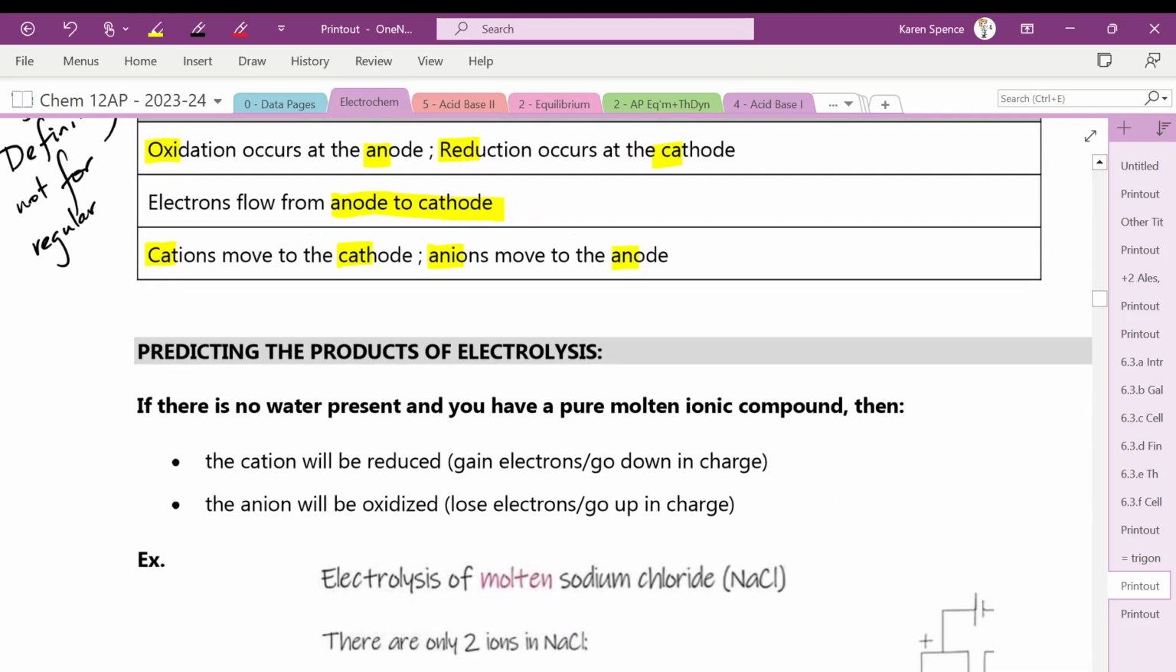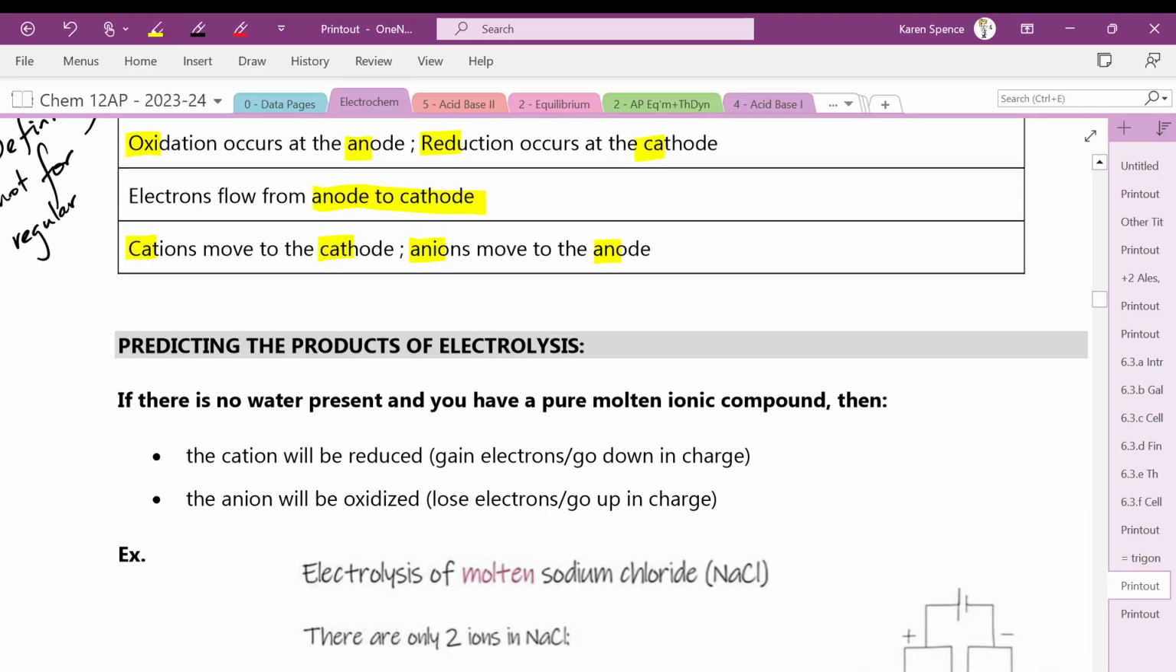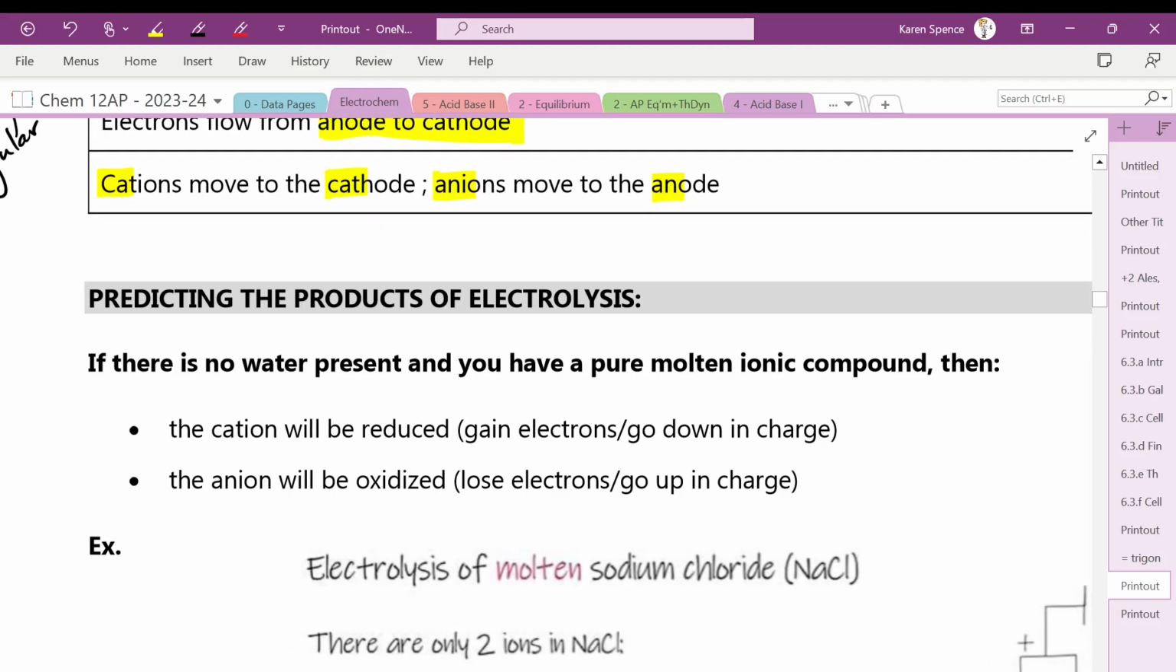All right, so predicting the products of electrolysis. If there is no water present, your life is good and easy. If there is no water present, that means you have a molten ionic compound. It's going to be pure, so it's not mixed with anything. What does molten mean? It means it is a liquid. It has been liquefied, which we call melting. It has been melted.